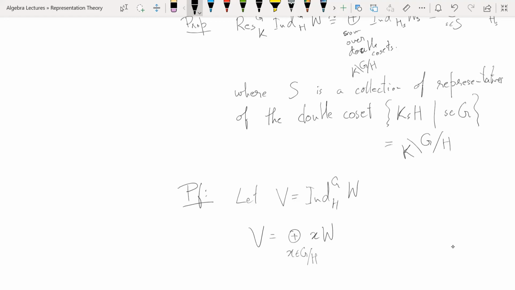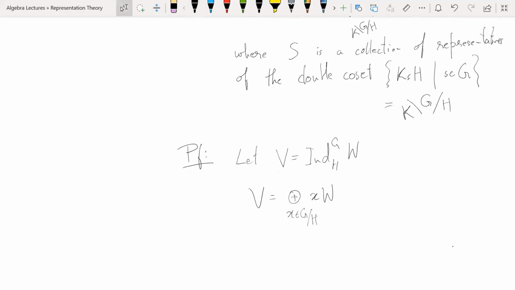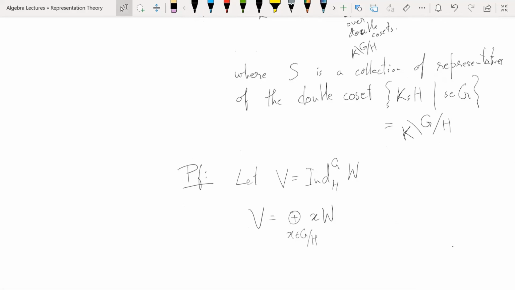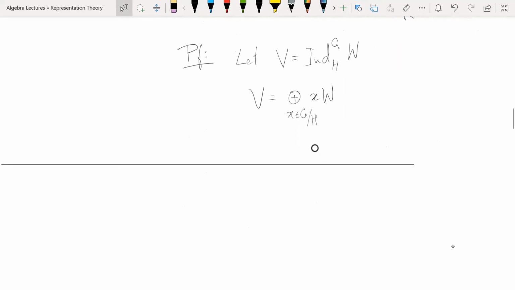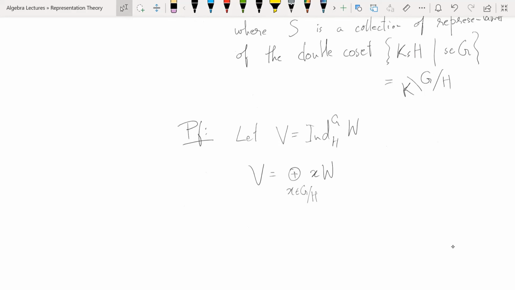Which representative we choose doesn't matter. Sometimes I'm using x, y, s for left cosets, sometimes for elements. It doesn't matter, it's some dummy variable. So V, we know, is the direct sum of these translates over left cosets.